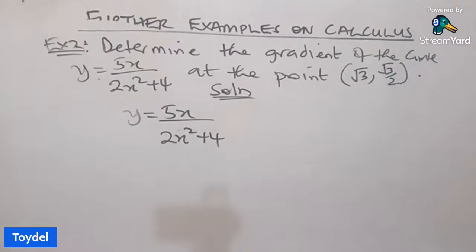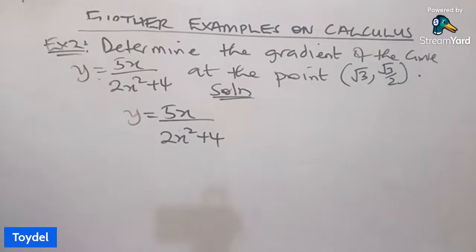So what do we do in order to find the gradient? What we have here is a fraction, so we are going to apply the quotient rule to be able to solve this problem. So how do we apply the quotient rule here?